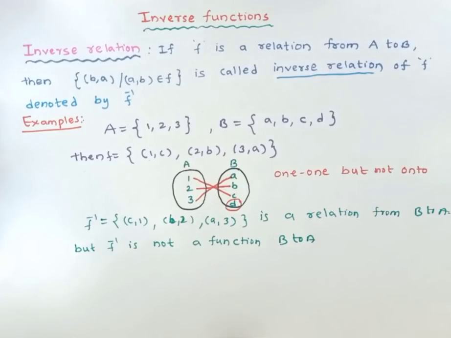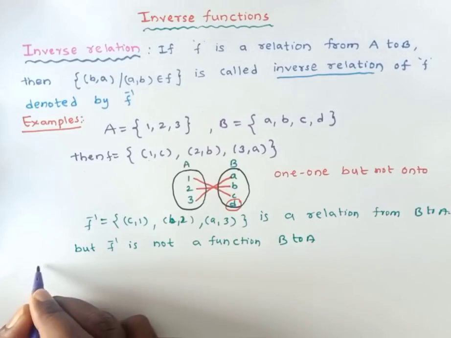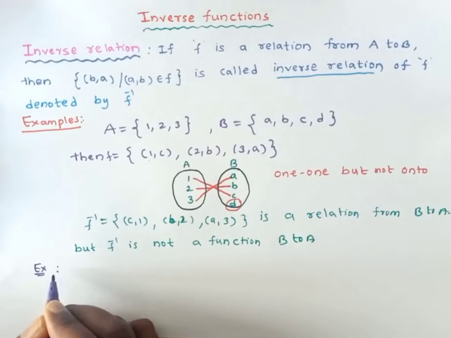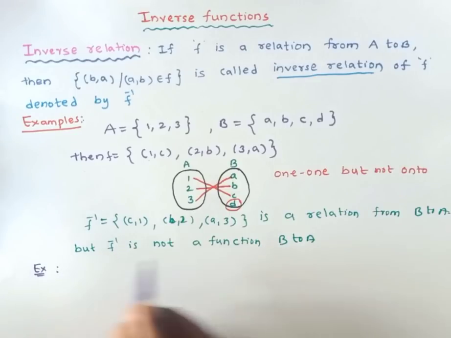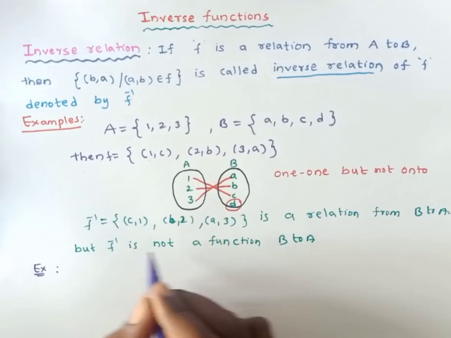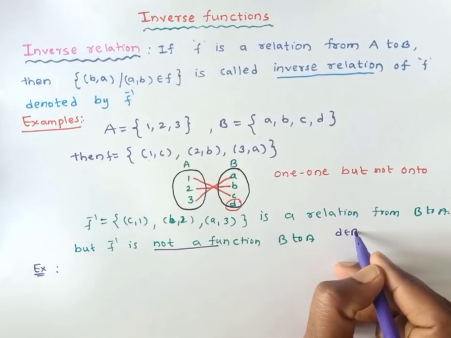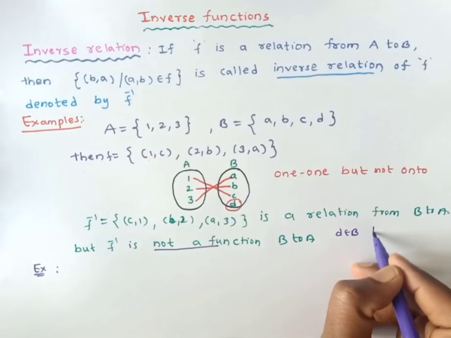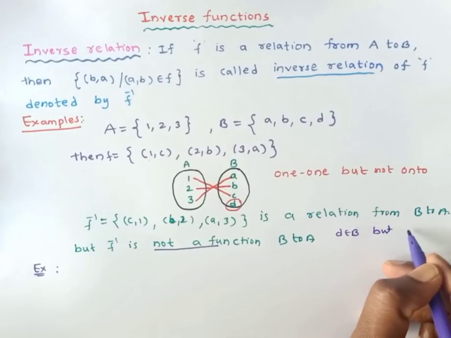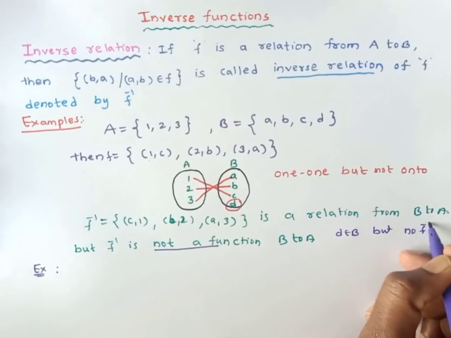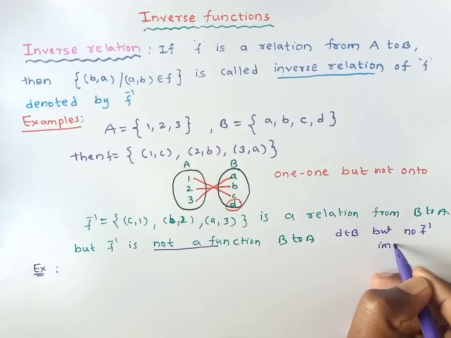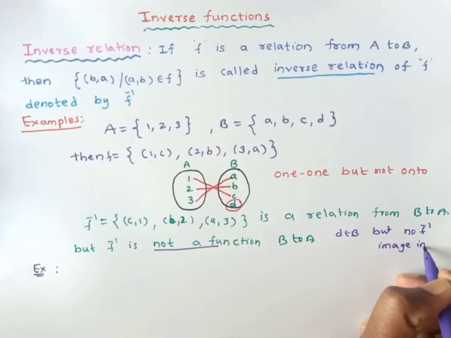And so let us consider one more example. One more. Here you need to write the reason why it is not a function. So here D belongs to B, right? D belongs to B, but there is no F inverse image in A.